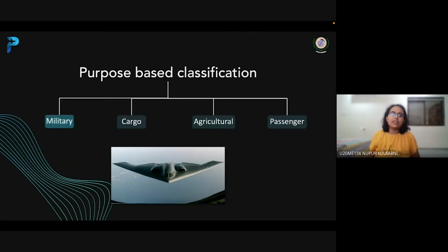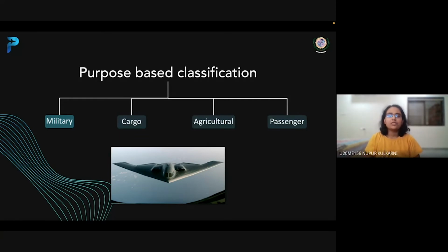Now, as we deal with aero modeling, like designing aircraft, one of the important aspects while designing is the purpose. For what purpose are we going to use that aircraft? So based on that, we ourselves have categorized this into these four. First we'll see the military type.